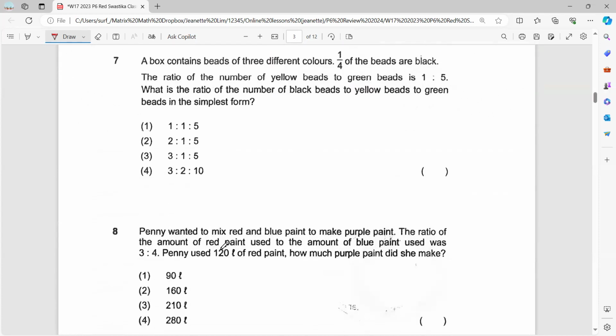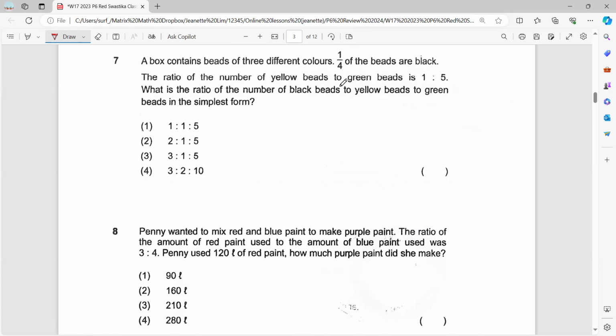Question 7. A box contains beads of 3 different colors. 1/4 of the beads are black. The ratio of the number of yellow beads to the green beads is 1 to 5. What is the ratio of the number of black beads to yellow beads to green beads in the simplest form?